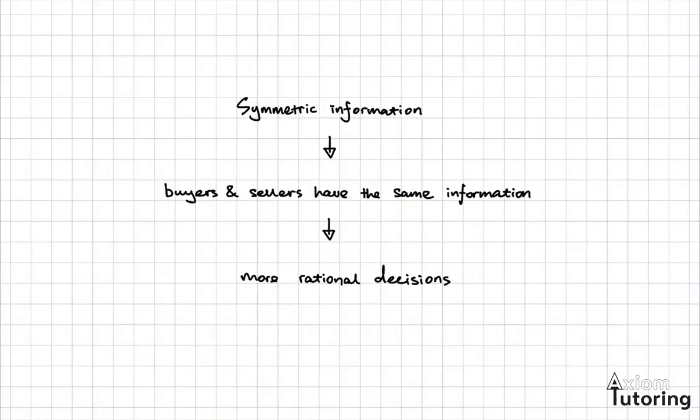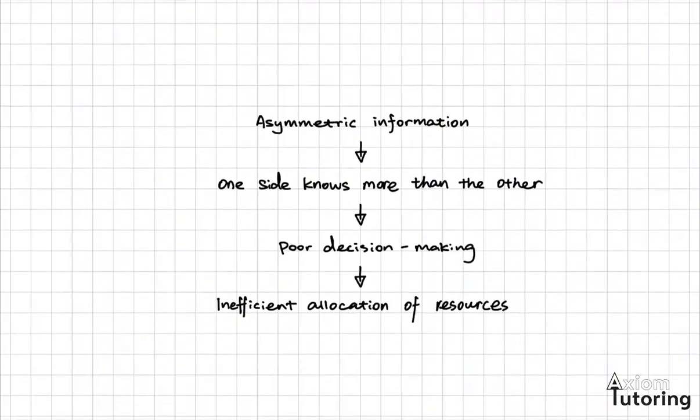But markets often do not work like this. Sometimes one side has better information than the other. This is called asymmetric information. It is a situation in which some participants in the market have better information about market conditions than others.